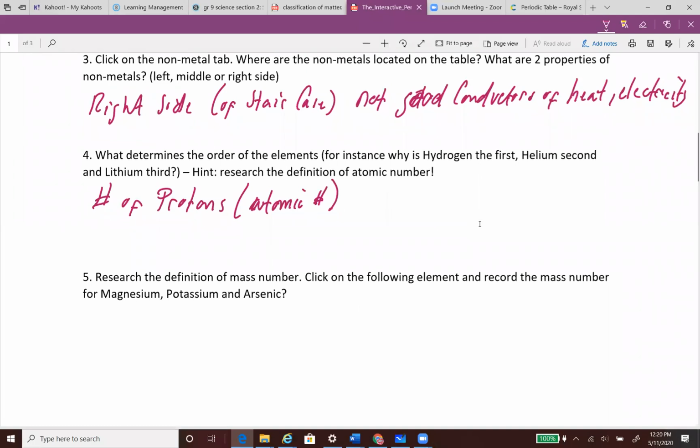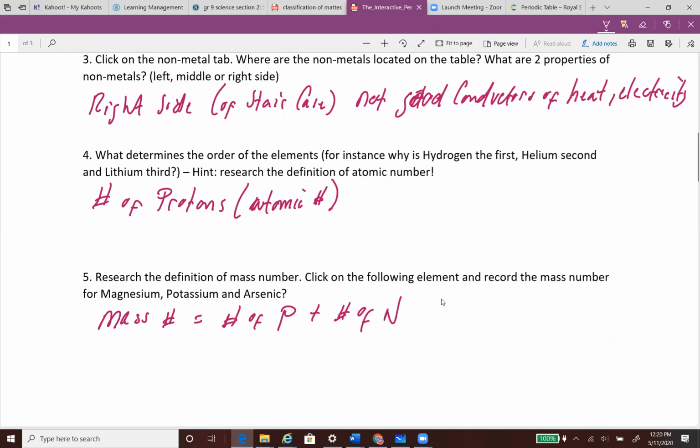What's the definition of mass number? Okay, we should know this. The mass number is equal to the number of protons and the number of neutrons.